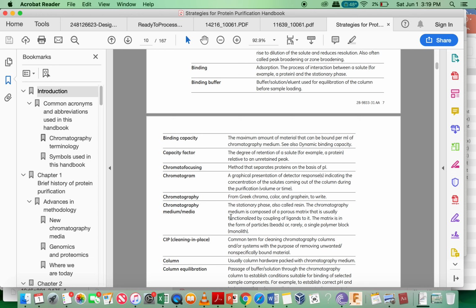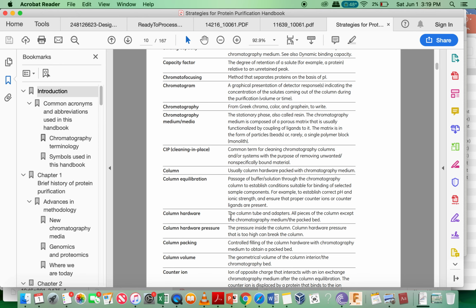Chromatography medium, from Greek chroma, the stationary phase, also called resin, is composed of a porous matrix that is usually functionalized by coupling of ligands to it. The matrix is in the form of particles, or rarely a single polymer block.